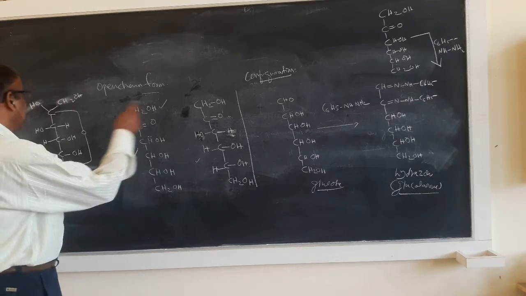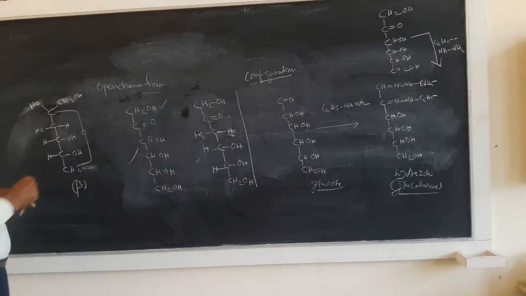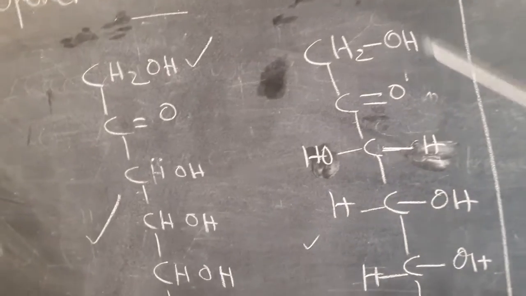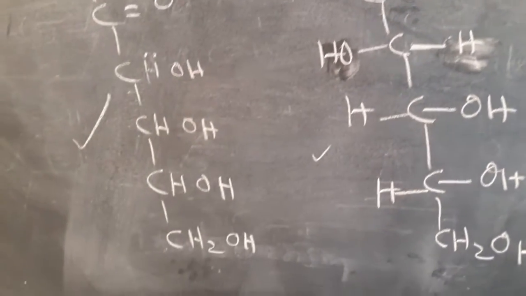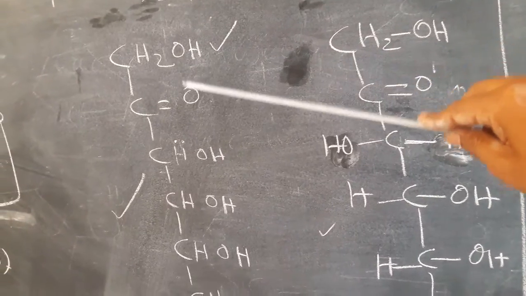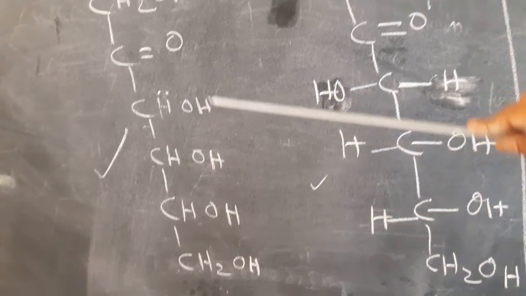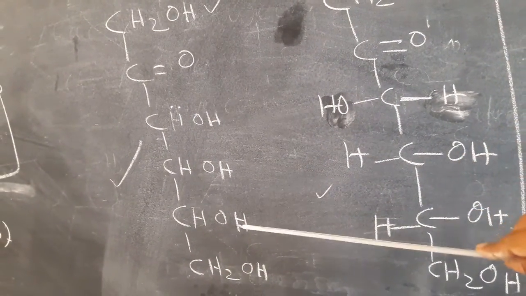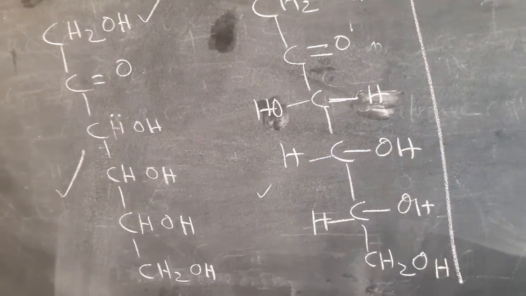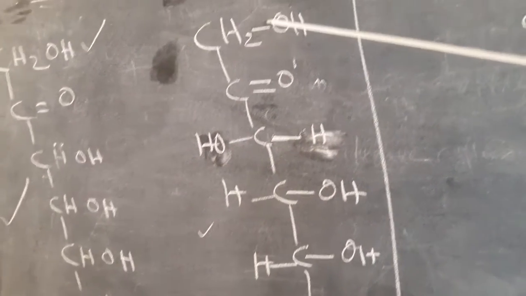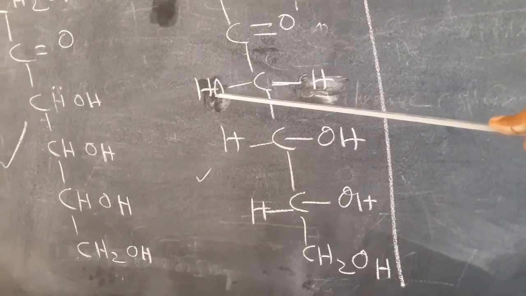I have written like this: CH2OH. This CH2OH I will explain by taking the camera very near to the blackboard. Students, have a closer look at the molecule. So this is all about the open chain structure: CH2OH, CO, CHOH, CHOH, CHOH. This structure is obtained from the previous 5 points I explained in the previous session. And then if you write the configuration structure, CH2OH, CO, and CHOH, you should write here X.